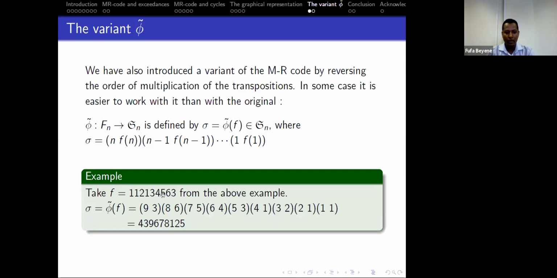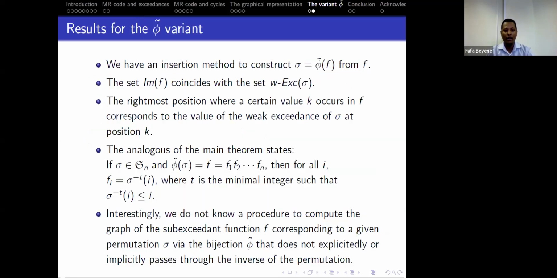If you have f here, applying Phi Tilde here, you will see that sigma is this one. Now you take your product of transpositions in decreasing order. And it is very important to note here that phi of f is equal to sigma if and only if phi tilde of f is sigma inverse. So sigma obtained from phi and sigma obtained from phi tilde are inverse of each other. And in some cases, it is much clearer to use phi tilde than the original phi.